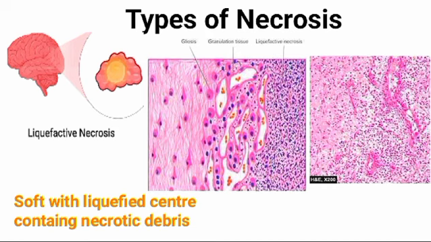In liquefactive necrosis of the brain, the necrosed area on the right side of the picture shows a cyst space containing cell debris, while the surrounding zone shows granulation tissue and gliosis.